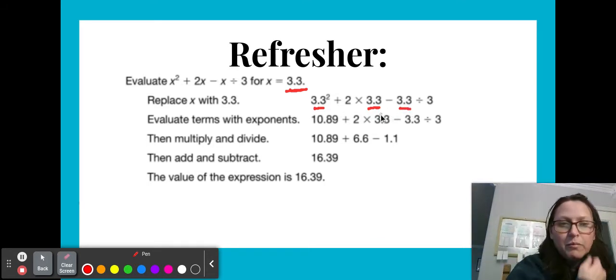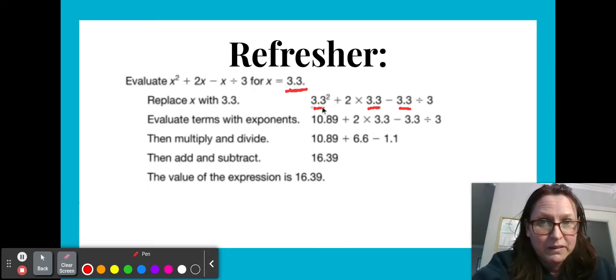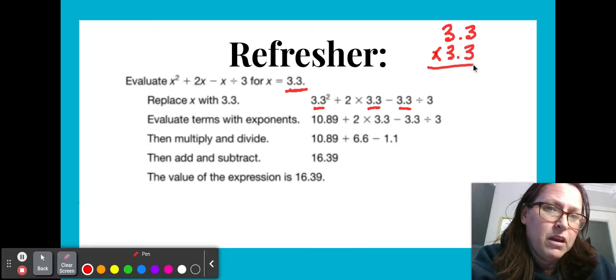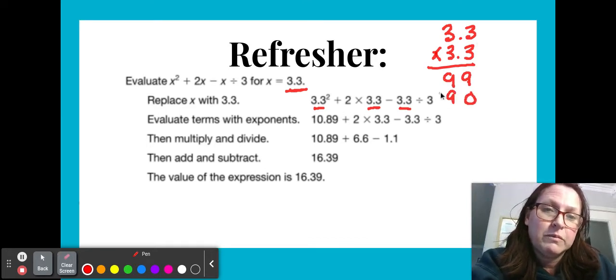So using the order of operations, the first thing I do is parentheses. I don't have any parentheses, but I do have exponents. I have 3.3 squared, and 3.3 squared means 3.3 times 3.3. 3 times 3 is 9. 3 times 3 is 9. Come down to this next row. I have a placeholder. 3 times 3 is 9, and 3 times 3 is 9.